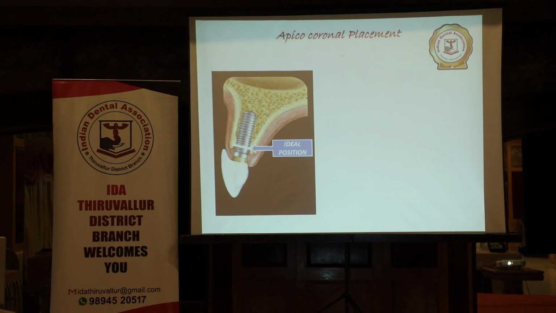It is going to be 2 mm above the CE junction of the neighboring tooth. That is where the platform of the implant should be. It shouldn't be below this, it shouldn't be above that. So you have to be very, very clear where you are going to stop the platform of the implant. This is the ideal position. But in this case, the ideal position is far below.